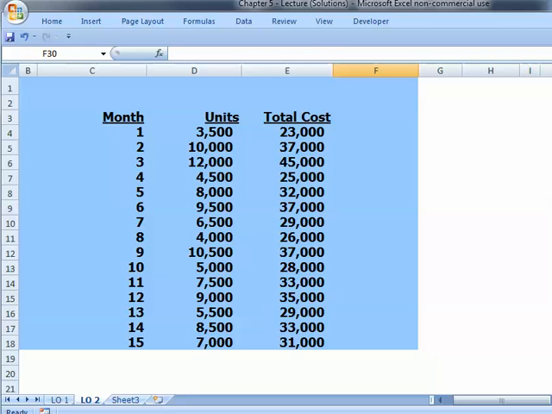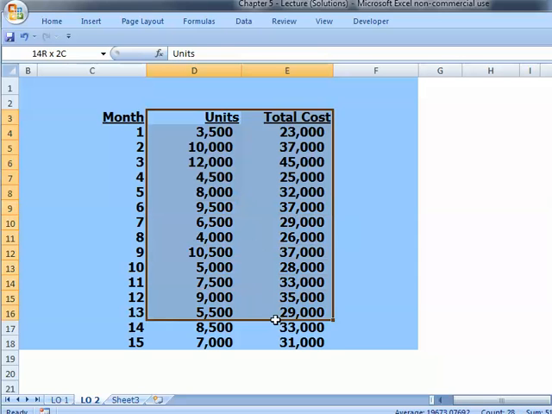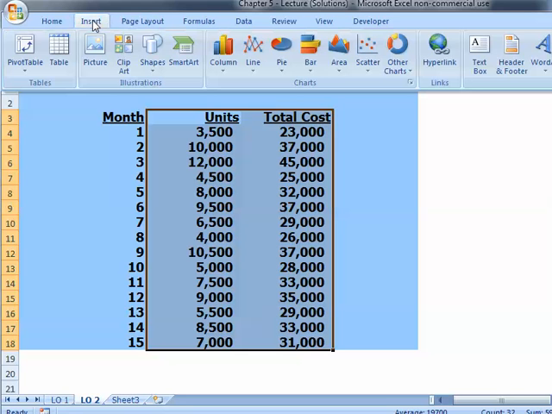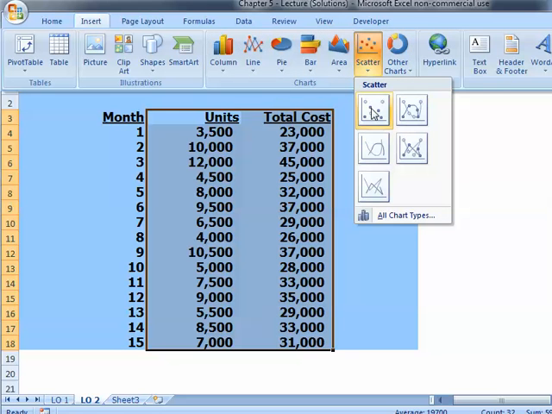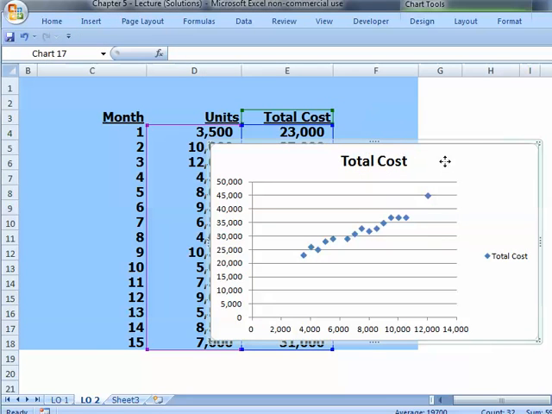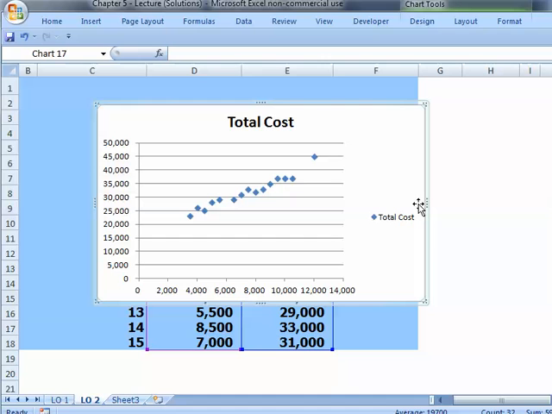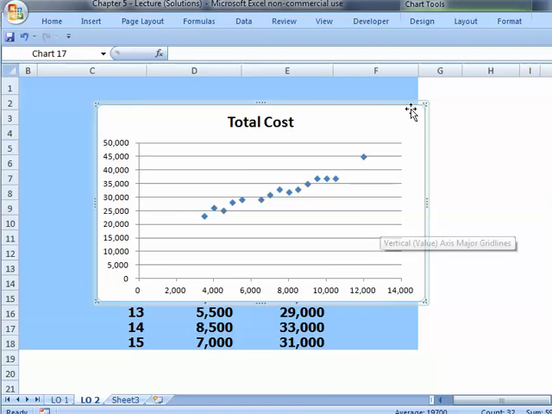If we've got a data set, our first step to prepare a scatter graph is to highlight the cells that include our data and our labels for our data. Then we go up to Insert, Scatter Graph, and select our scatter graph. Now we have a scatter graph. We can then edit and change the headings on our graph or other things. I'm going to go ahead and delete the legend.